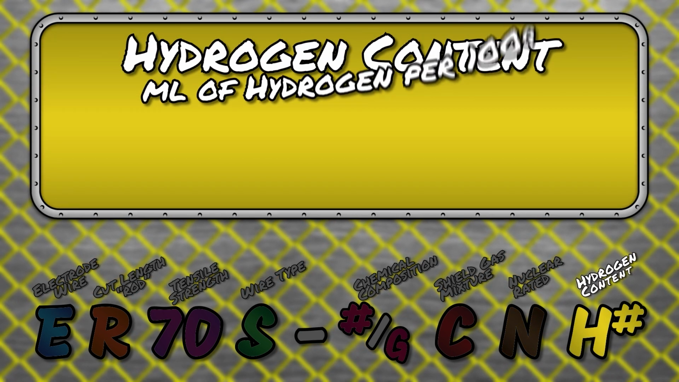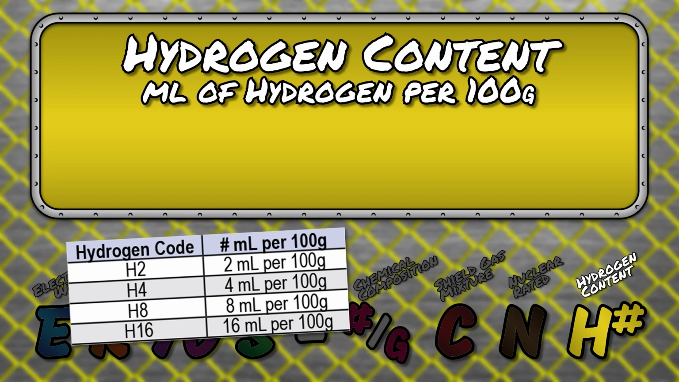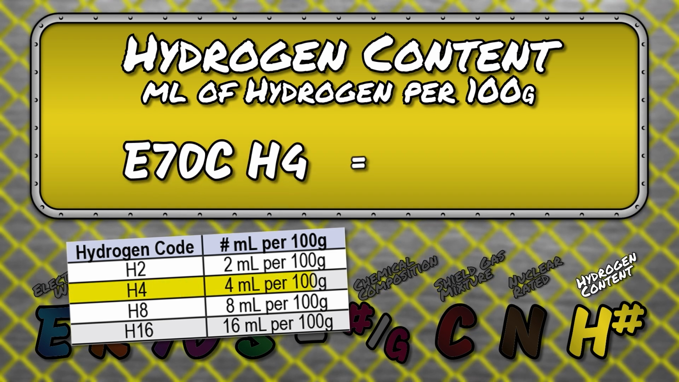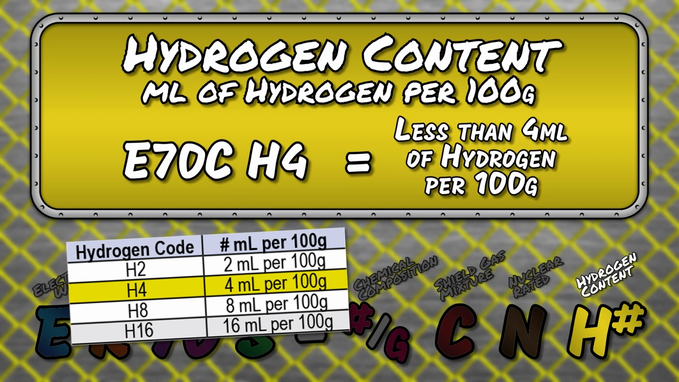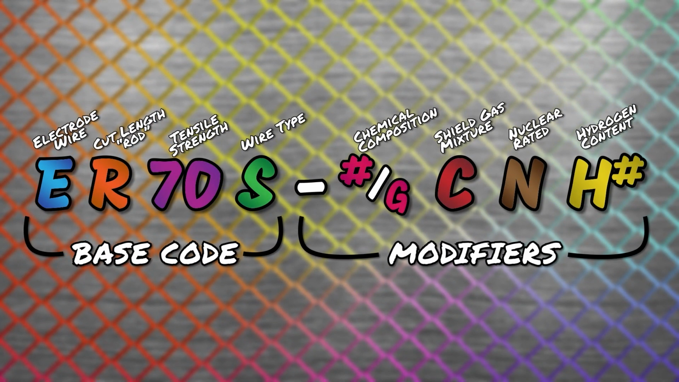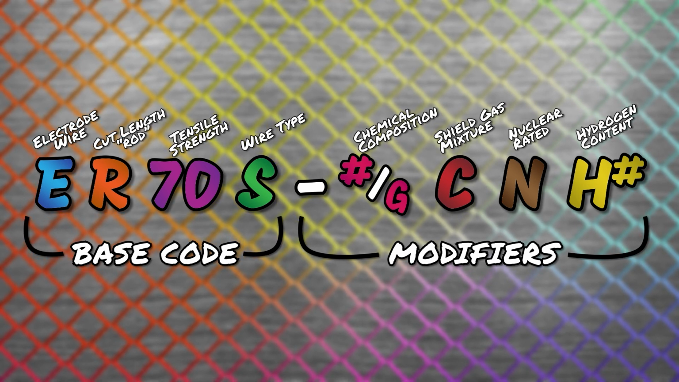Finally is the hydrogen code, which is exactly like stick, where it represents the hydrogen content per 100 grams. The example is E70CH4. Let's read a few codes to make sure we understand.